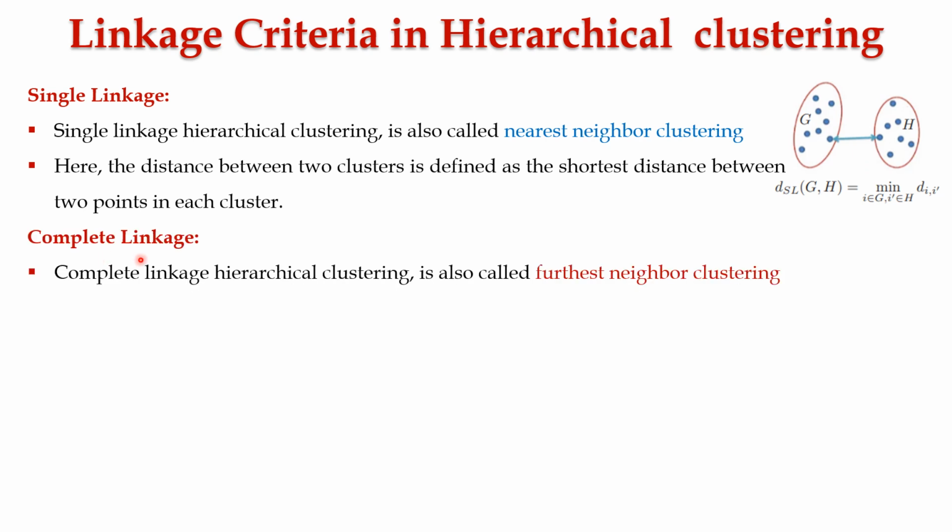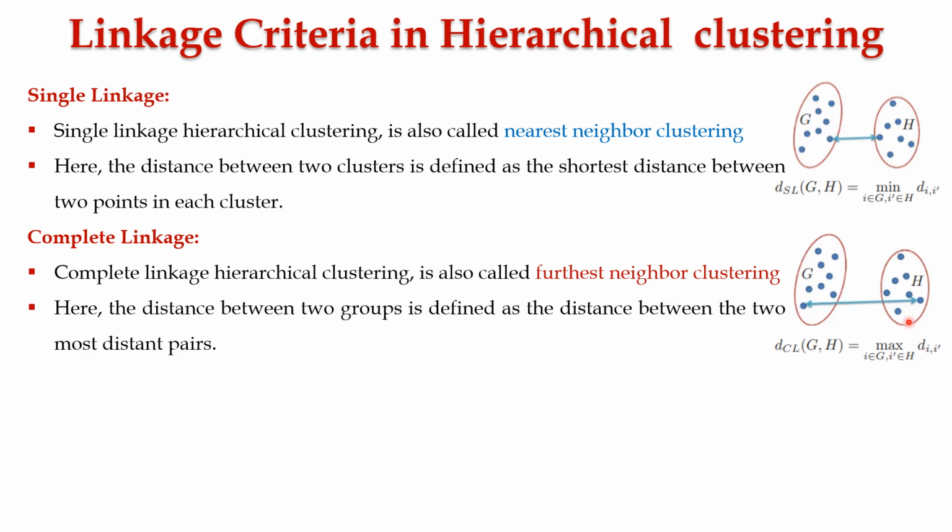Now, let's consider complete linkage. It is also called farthest neighbor clustering. It is defined as D_CL(G,H) equal to the maximum of d(i,i'), where i belongs to cluster G and i' belongs to cluster H. That is, here the distance between the two groups is defined as the distance between the two most distant pairs available in the clusters.